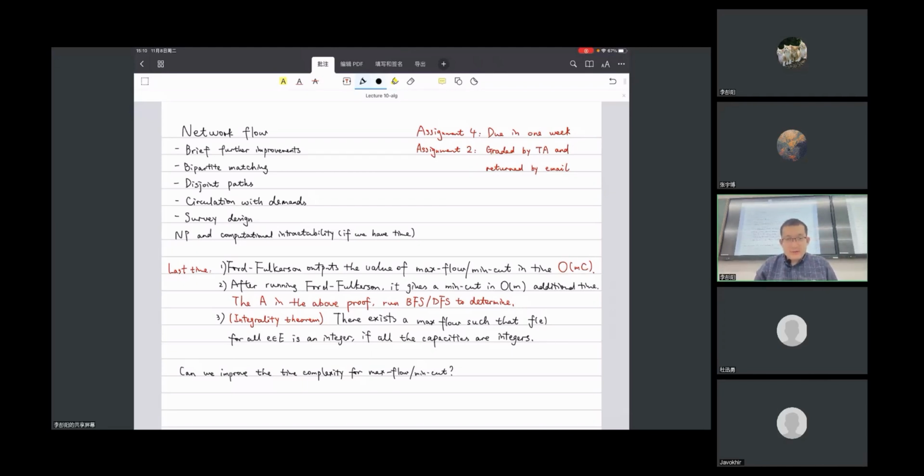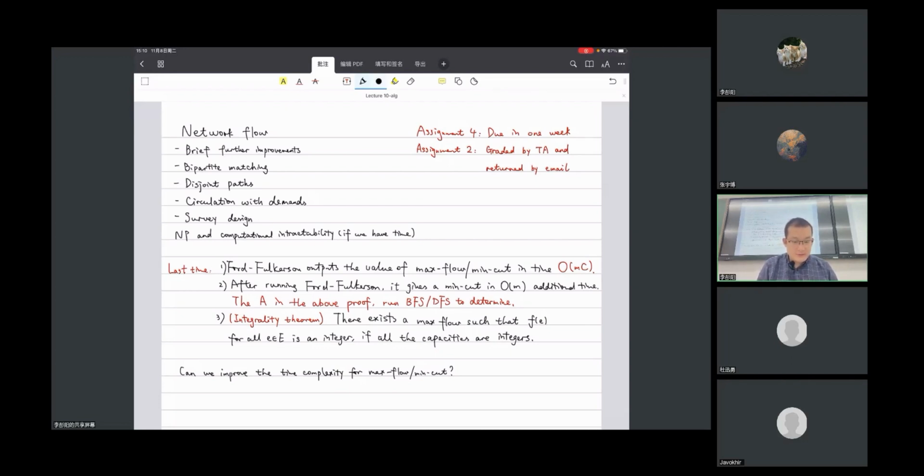So at the beginning, I have two announcements. For assignment 4, the deadline is going to be in 1 week. Please keep in mind that the deadline is very important, and you do not want to miss it. And also, for assignment 2, the TA has finished grading, and the corresponding grades have been returned by email. So please check your email for your results for assignment 2.